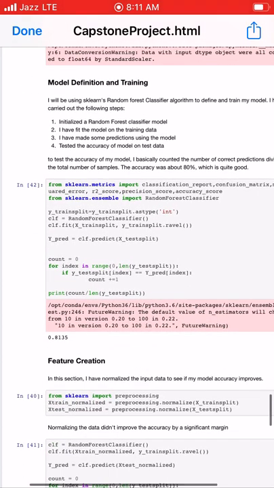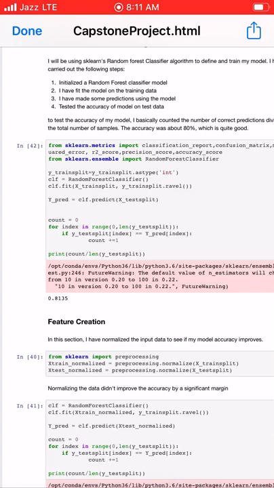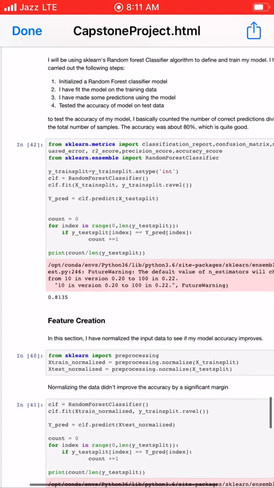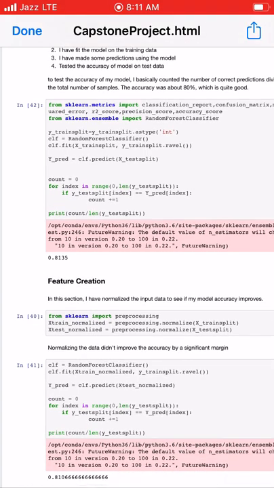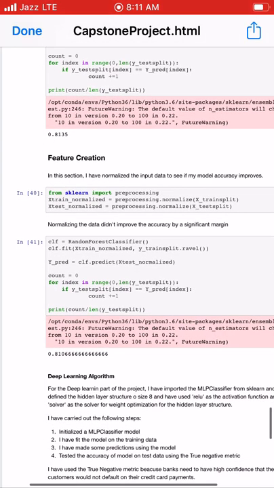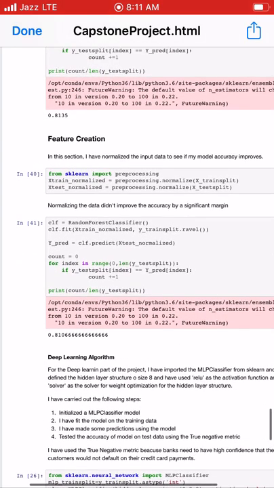Since there's always room for improvement, I decided to normalize my input data to see if my model accuracy improves. However, normalizing the data did not improve the accuracy by a significant margin. At most, I think in some cases it improved by 1%, but not that much. As you can see, the percentage is quite similar to when the data was not normalized.